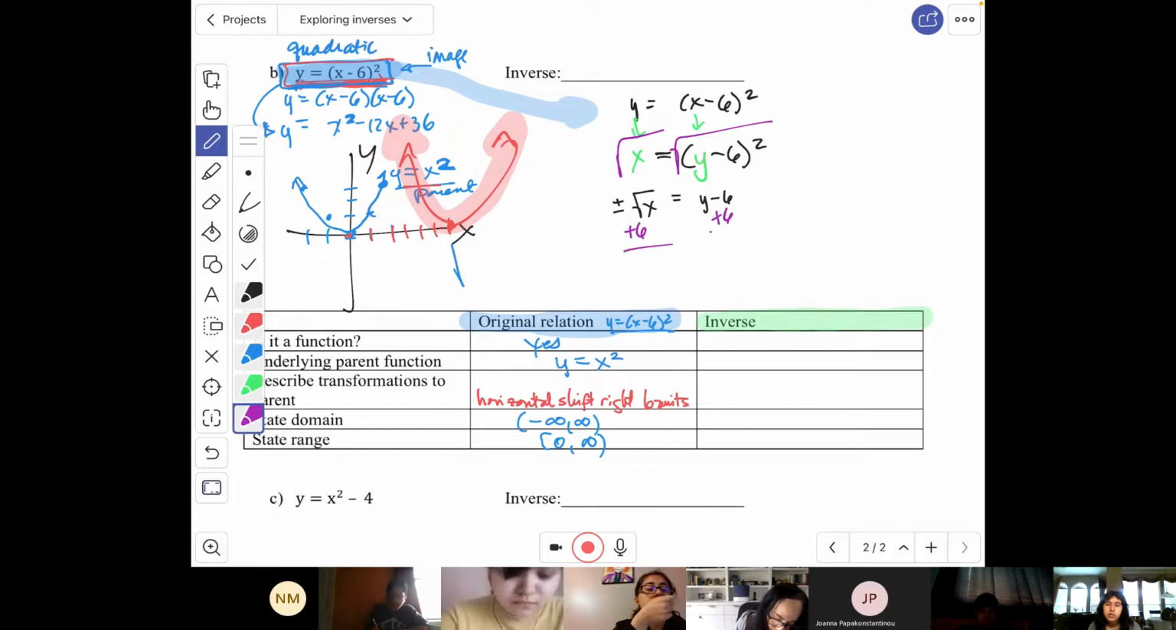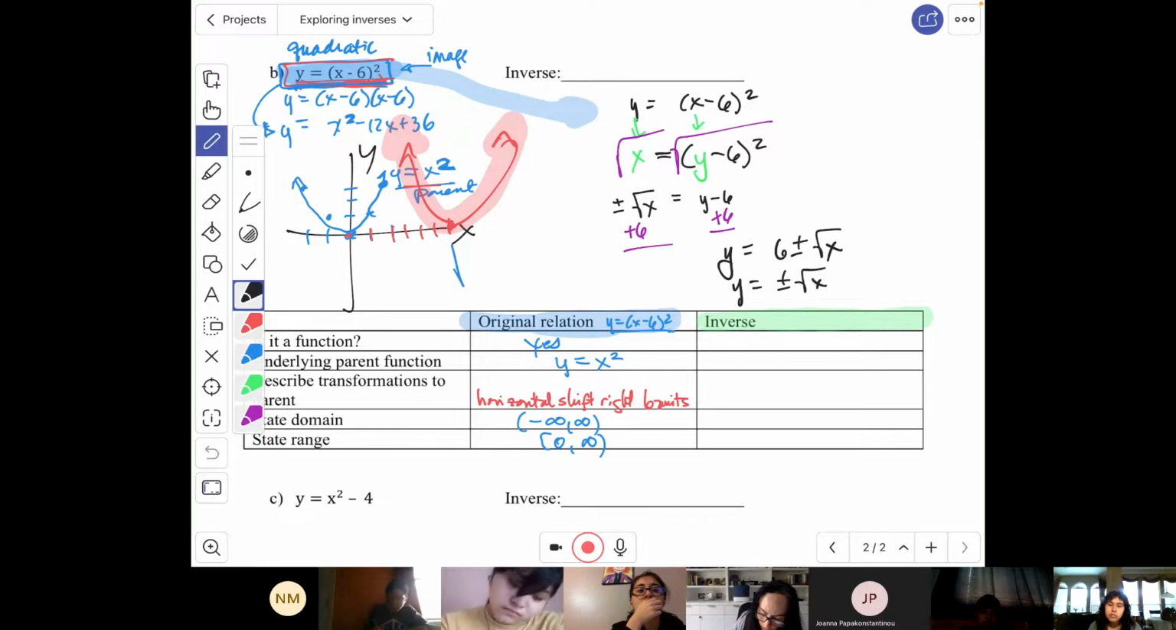Now, at this point, there's a couple of ways we can write it. We can say y equals 6 plus or minus the square root of x, or if you prefer, y equals plus or minus the square root of x plus 6. I personally like this one because it's easier to identify the parent and the transformations, but these are equivalent. So I now have the inverse function.